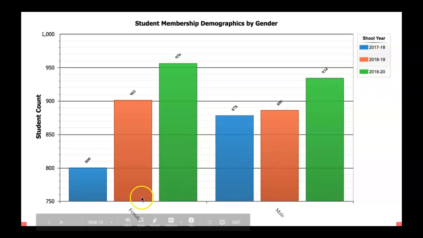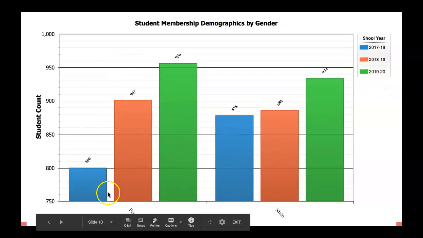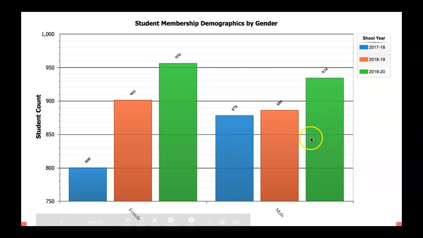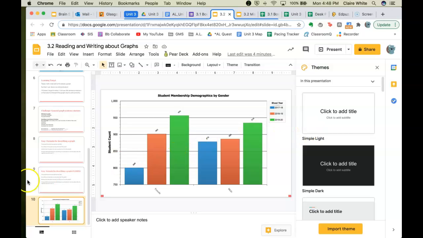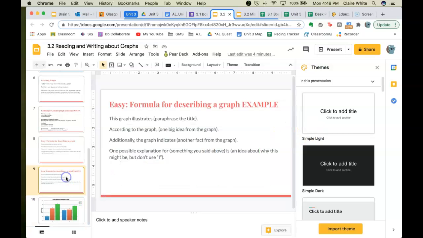Okay, so I think I see what's happening. Female on this side over the last 3 years. Male on this side over the last 3 years. Okay, so now that I know that, I can go back and start writing my sentences.